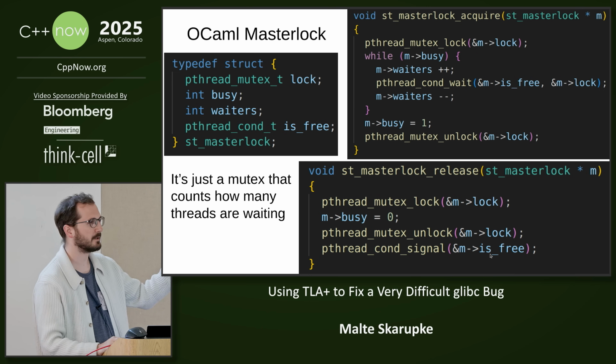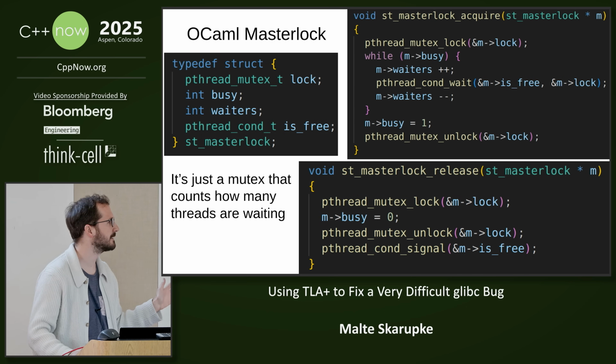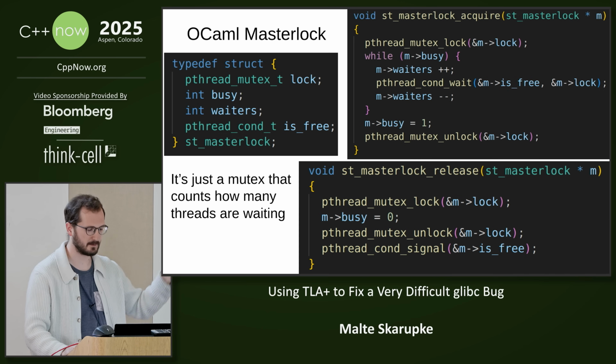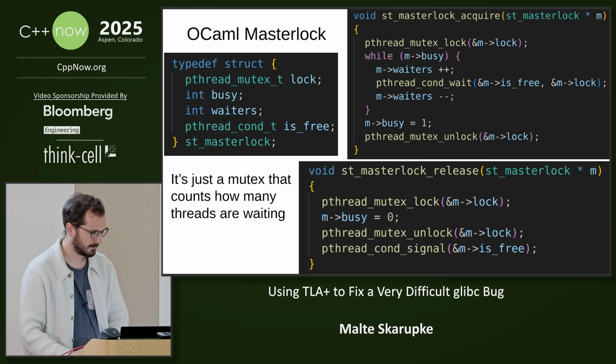But this is code that broke. This is very idiomatic, which is why it's a big problem that this code broke, because this is such straightforward code for using condition variables, and this will just deadlock forever with glibc condition variables. Cool.